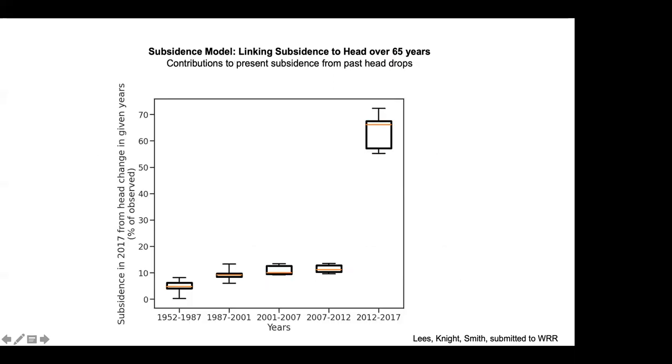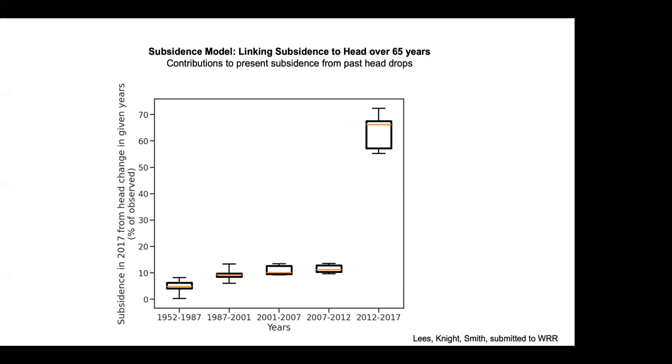But probably the most impactful result is we're able to show that of the subsidence that's occurring in 2017, 70% of it is due to recent head changes. 30% of the subsidence in 2017 is due to head changes in the past. And this is the role of that delayed subsidence as your head diffuses into your clays. So this says if the groundwater managers stopped pumping today, just stopped those head levels, they think it's going to stop subsidence? No, it's going to continue to go down.